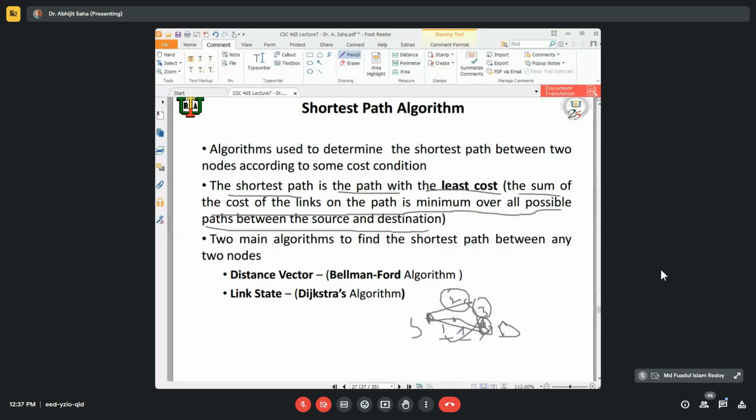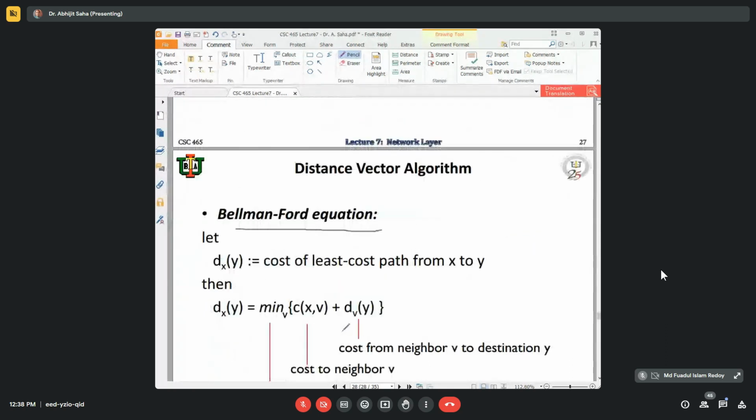So which path is going to be the least cost? If there are many paths for going from S to D, then out of those paths, what is the least cost path? That is found by the shortest path algorithm. The two main algorithms to find the shortest path between any two nodes are the distance vector, the Bellman-Ford algorithm, which we are going to discuss, and the link state routing protocol, that is the Dijkstra algorithm, which we have already started with in today's class. So Dijkstra's algorithm we have done. Let's start with the distance vector algorithm.